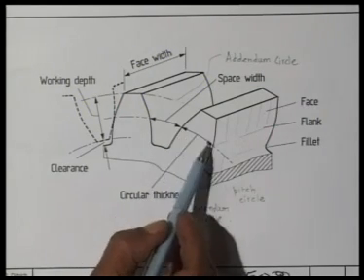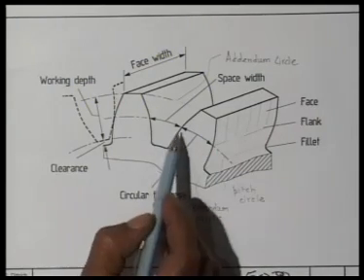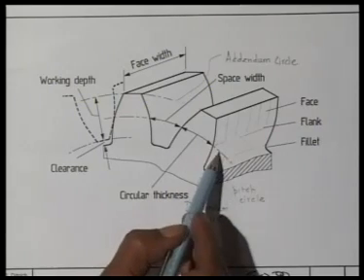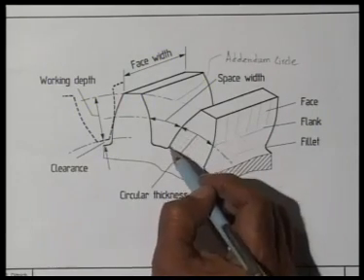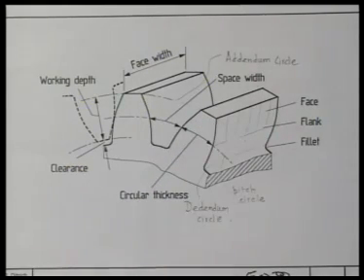The thickness of this tooth, as you see, varies from the bottom to the top. If this thickness is measured along the circumference of the pitch circle, that is called circular thickness at the pitch circle. The circular thickness keeps on varying. It is maximum here and here it is minimum.